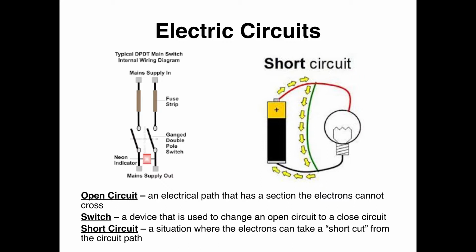Now on the right here is what's called a short circuit. A short circuit is a situation where the electrons can take a shortcut, in this case skipping the light bulb, and derail or cause a problem with the electrical circuit. Now the best case scenario is that the light just doesn't work. But sometimes electrons will run into each other going in opposite directions, and a great deal of heat is generated, and it can cause heat and subsequently a fire.